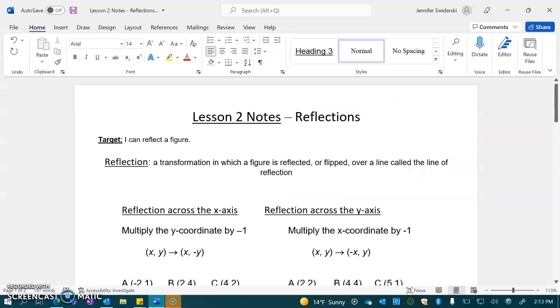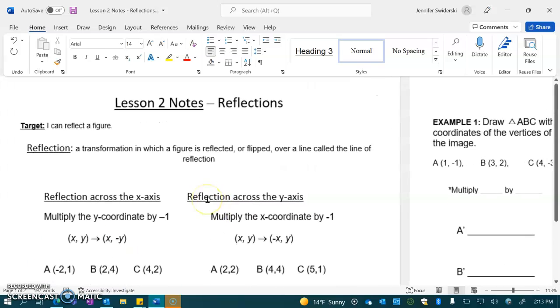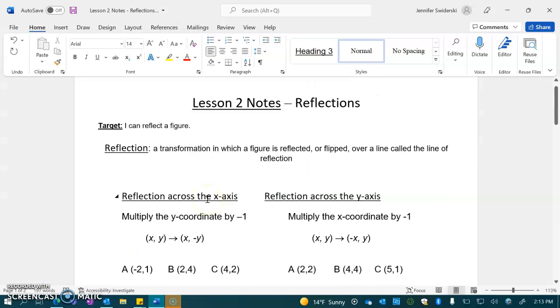All right, guys. So today what we're going to do is start talking about lesson two for this note packet, which is all on reflections. So yesterday we talked about dilations, right? Zooming in or out of an object or a shape in order to make it a dilation. Today we're going to be talking about reflections.